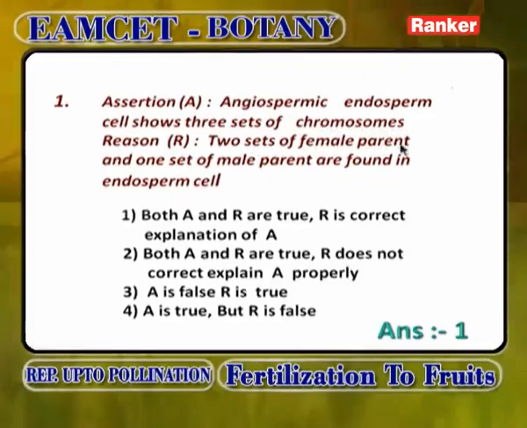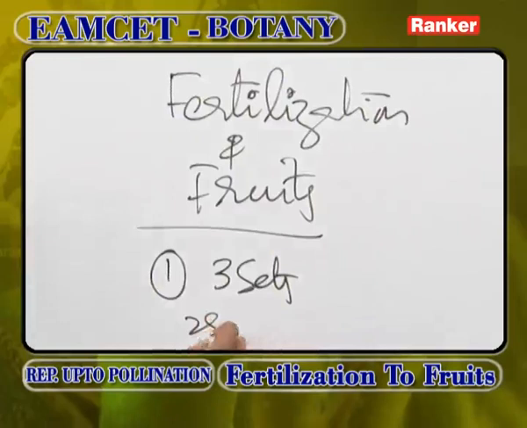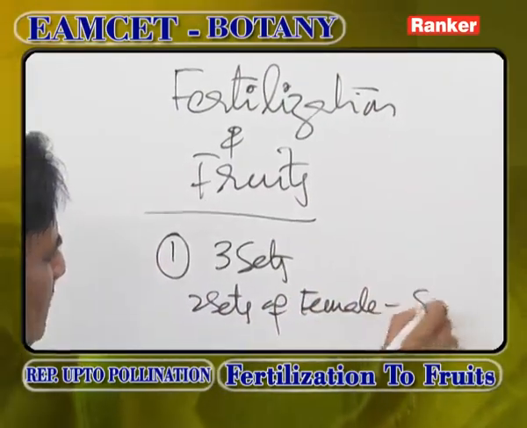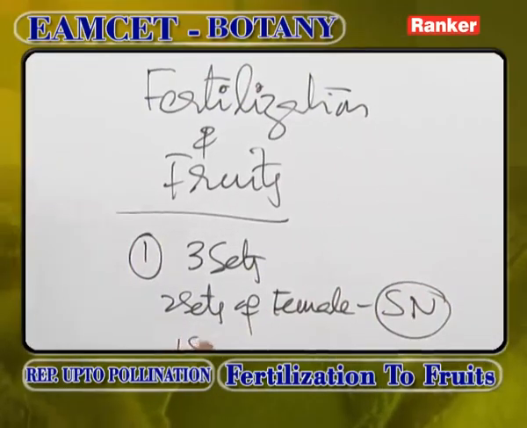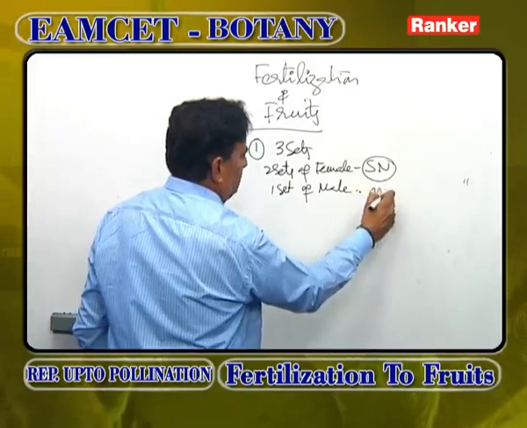2 sets of female parent and 1 set of male parent are found in endosperm. The answer is 1. Why? Because 3 sets of chromosomes, 2 sets of female parents. What are the 2 sets of female parents? Secondary nucleus. 1 set of male parent.